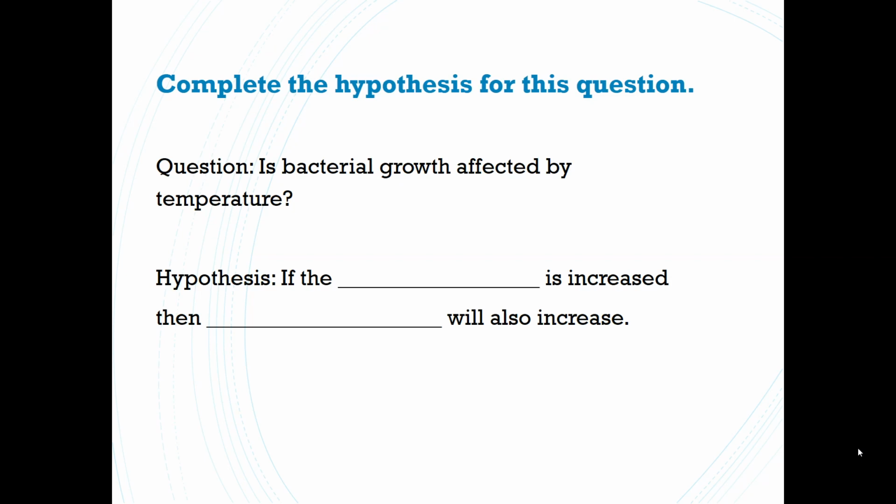We are going to be able to control the temperature. So if I know I can control the temperature, that is going to be my independent variable, and that is going to be in front of the if. If the temperature is increased, then the bacterial growth will also increase. If you saw, all we did was identify the independent variable and the dependent variable, and we were able to fill in the blanks from there. The cause would be the temperature affecting the bacterial growth.